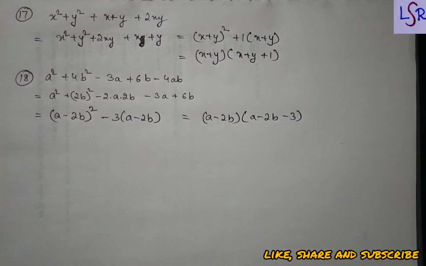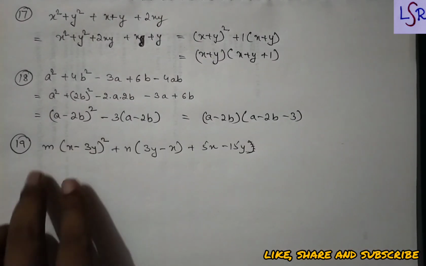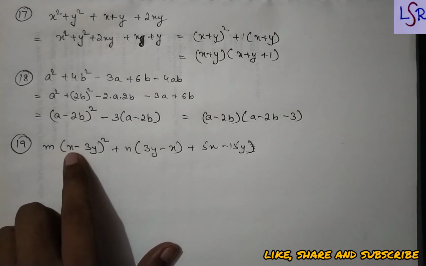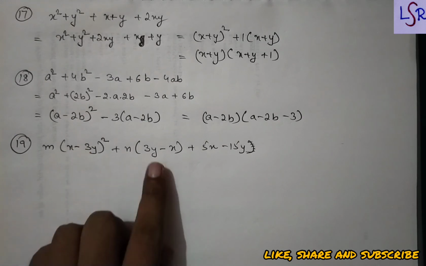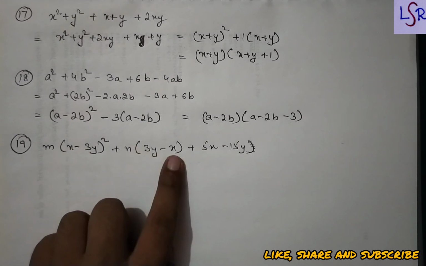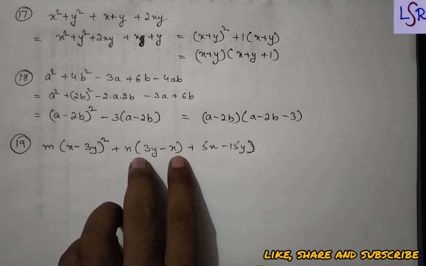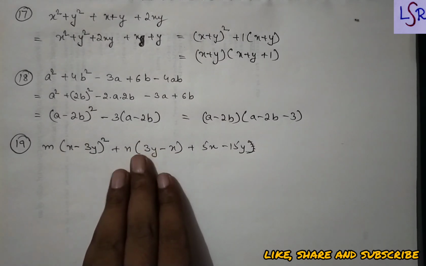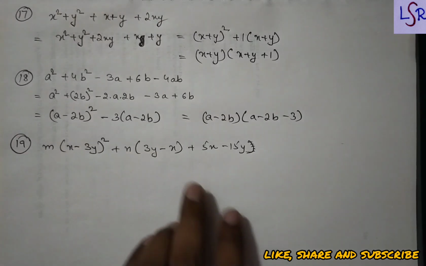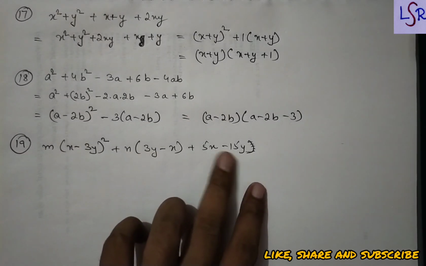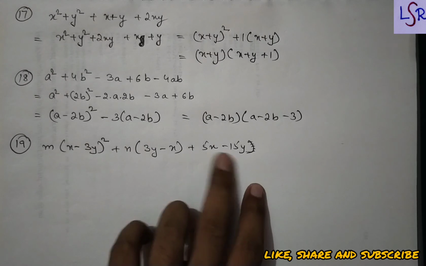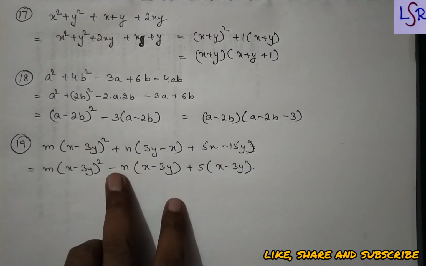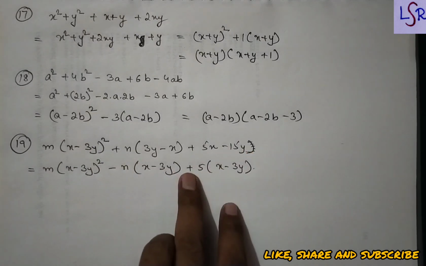Now let's see question number 19. Here we have this expression in a bracket. Over here we see that it is x minus 3y, and here it is 3y minus x. So to change this one into x minus 3y, we are going to take minus 1 as common from these two, and from these two we can take 5 common and we will be left with x minus 3y over here also. Now here we have taken minus as common, and here we have taken 5 as common, and now we are left with this one.